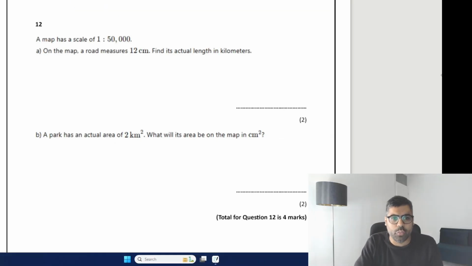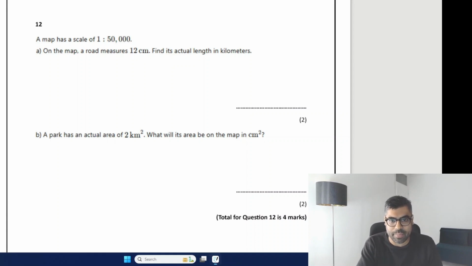So question 12, we have a map which has a scale of 1 to 50,000. Part A: on the map a road measures 12 centimeters, find its length in kilometers. So there's a couple of things we're going to need to do here in order to secure the marks. First is we need to work out how many centimeters is the actual road.